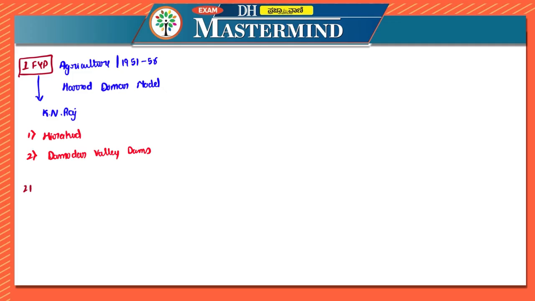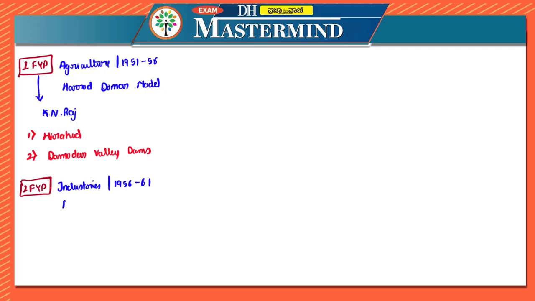Next, there is the second 5-year plan. After the first 5-year plan, where the focus was on agriculture, in the second 5-year plan the focus was on industries. And this was on the large industries. It was not on the small scale industries as such. It was on the bigger industries. The main focus itself was on industries here. It was from 1956 to 1961.